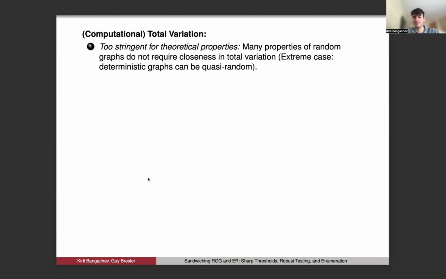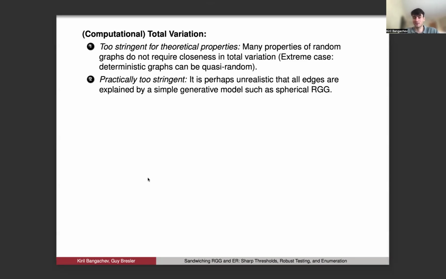On the practical side, it's perhaps even more important to not consider total variation, simply because it's too unrealistic. We cannot expect that a simple mathematical model, such as the spherical random geometric graph, captures all the edges in a social network, right? So there are definitely edges which are not explained by the simple generative model, or maybe in the sciences, we also have errors in the measurements, which means that some of the edges, even if they're explained, are not what we observe in the actual graph.